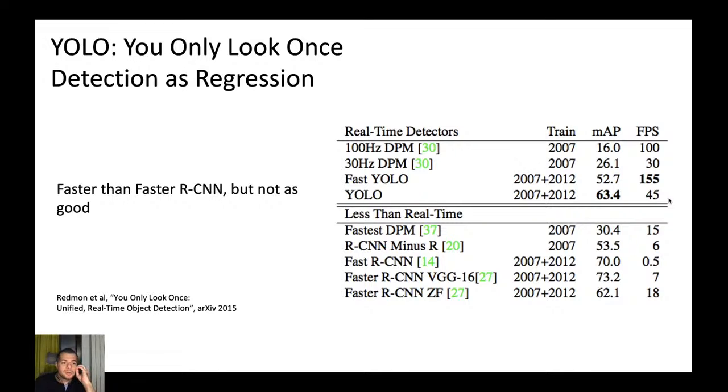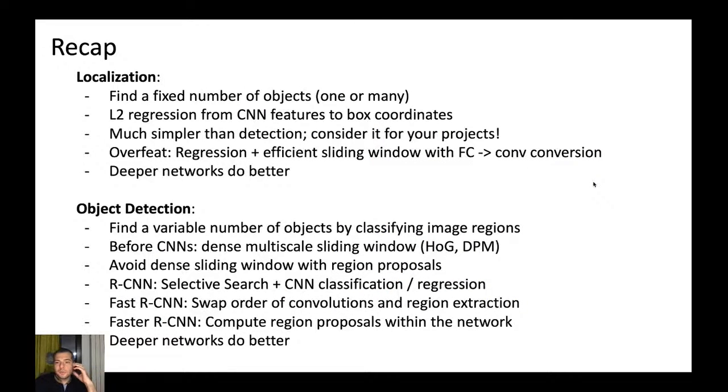So yeah, it's about 6 to 7 times faster compared to faster RCNN. So it is much faster, and of course the mAP is not as good as faster RCNN, but it's quite close.